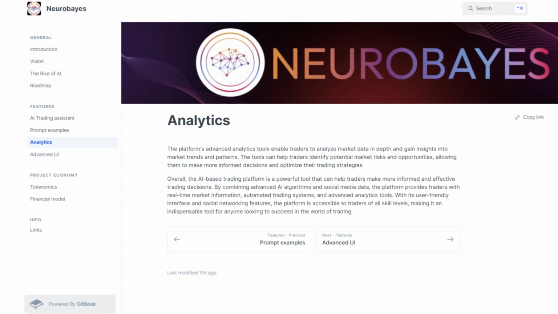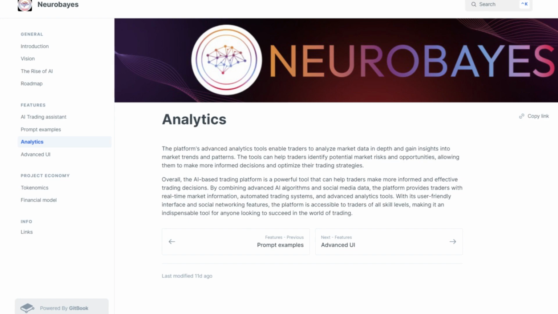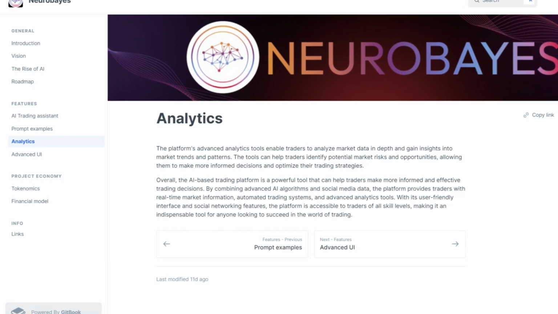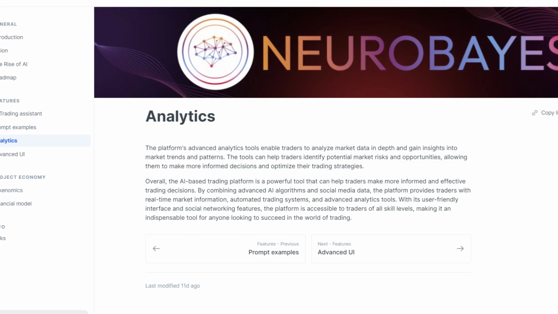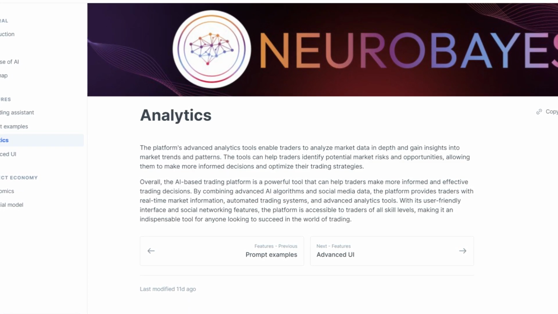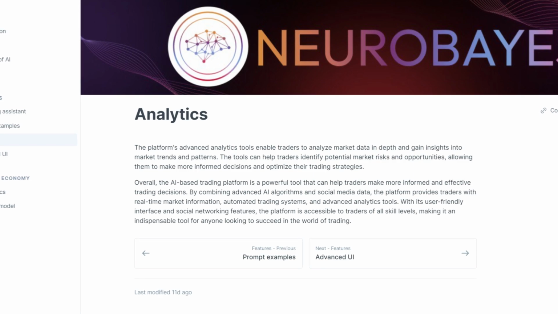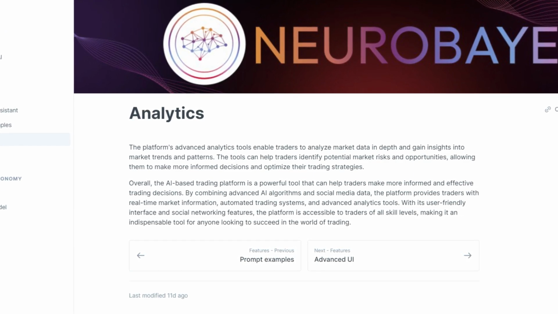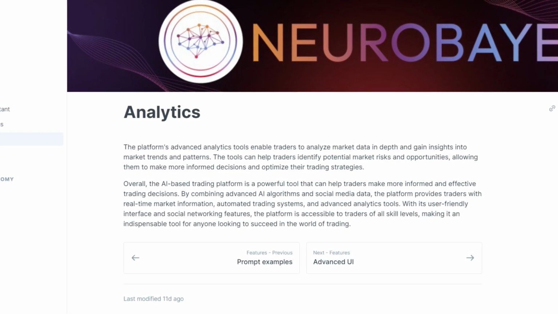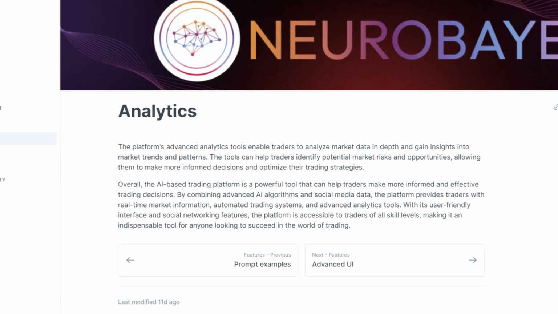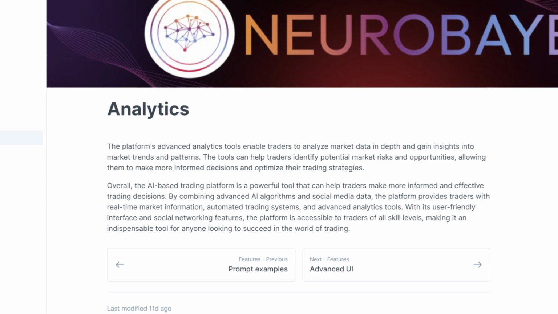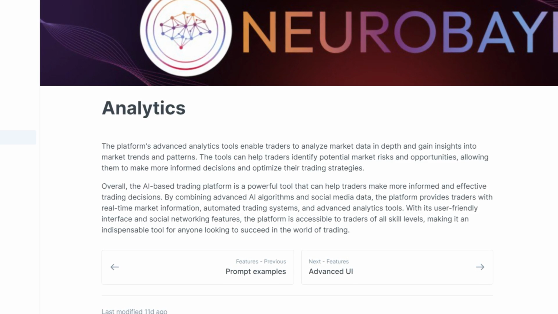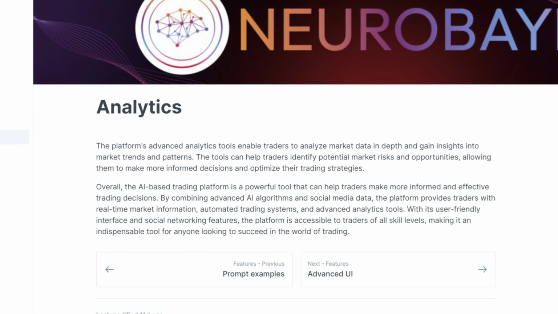The AI-based trading platform offers advanced analytics tools to analyze market data and gain insights into market trends and patterns, helping traders identify risks and opportunities to optimize their strategies. The platform combines AI algorithms and social media data to provide real-time market information, automated trading systems, and advanced analytics tools. With the user-friendly interface and social networking features, it is accessible to traders of all skill levels, making it an essential tool for success in trading.